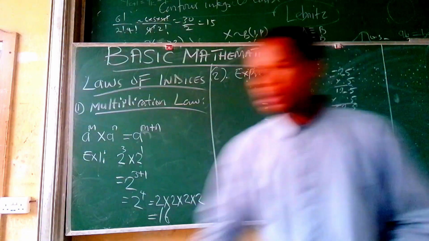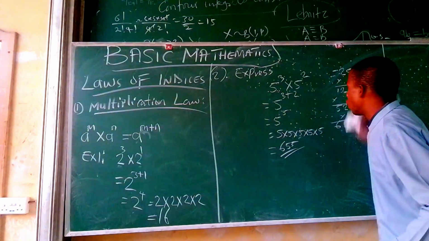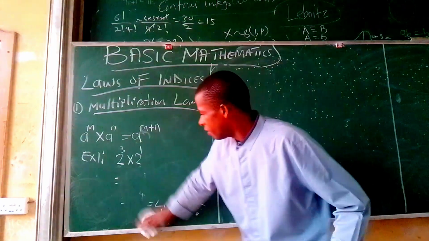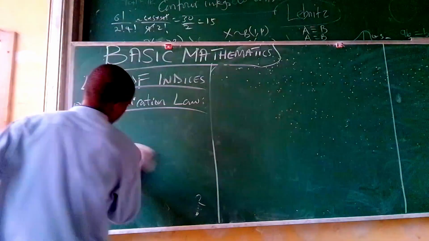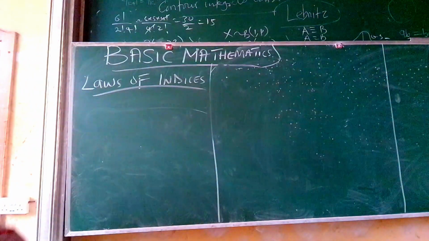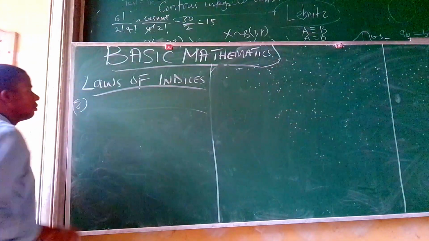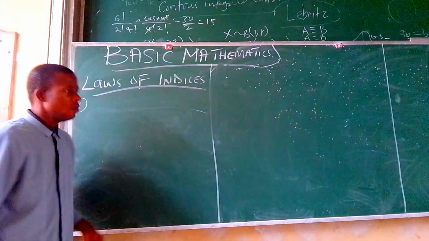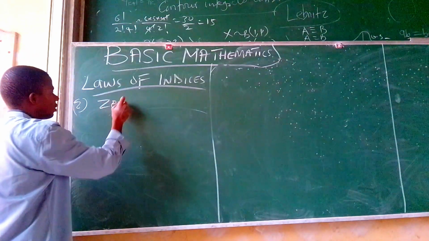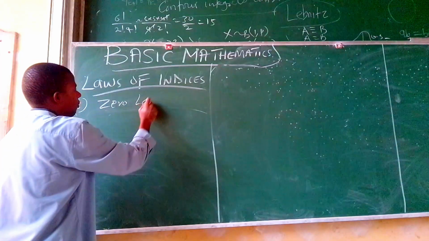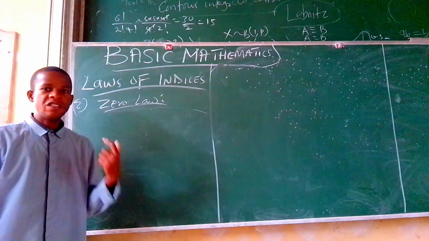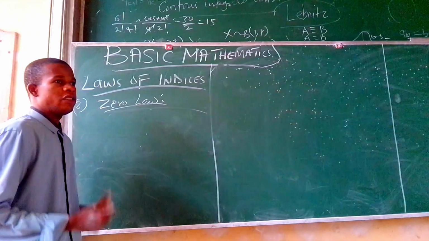Now let's move on to the other laws of indices. The second law of indices is what they call the zero law. The zero law of indices lets us know that anything raised to the power of 0 is 1, except 0 itself.